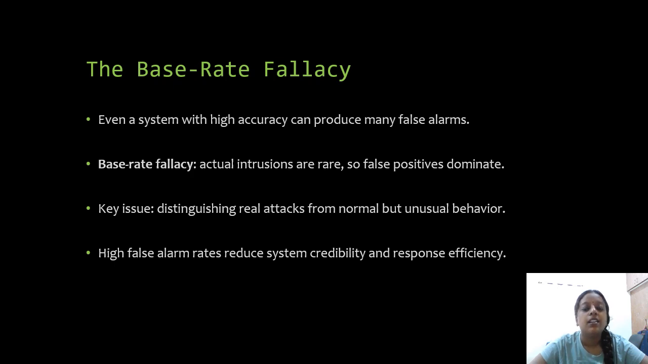very rare. Let's take a simple example. Suppose out of 10,000 events, only 10 are actual attacks. Your IDS, that is intrusion detection system, flags 1% of normal activity as suspicious. That's 100 false alarms versus 10 real alarms. So 90% of the alerts are wrong. So the people will not take this seriously. The challenge is to balance the sensitivity, catching all the attacks, with specificity, not overreacting to normal behavior.